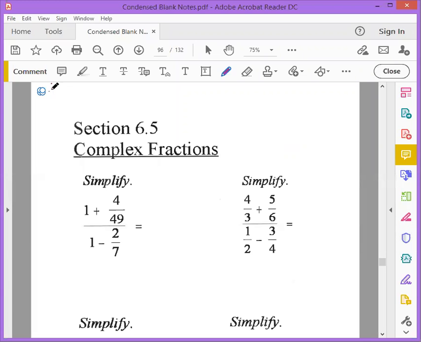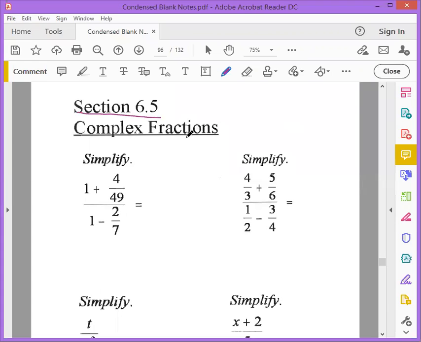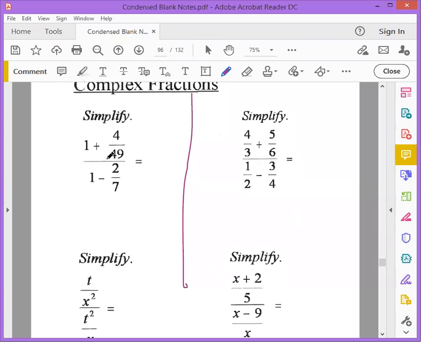All right, this video is going to cover notes for section 6.5, which deals with complex fractions. These fractions are complex because you'll notice you have a bunch of division problems and you have fractions in the numerator and the denominator. What we're going to do to start solving this first problem, 1 plus 4/49ths divided by 1 minus 2/sevenths, is combine the two numbers in the numerator and the denominator.